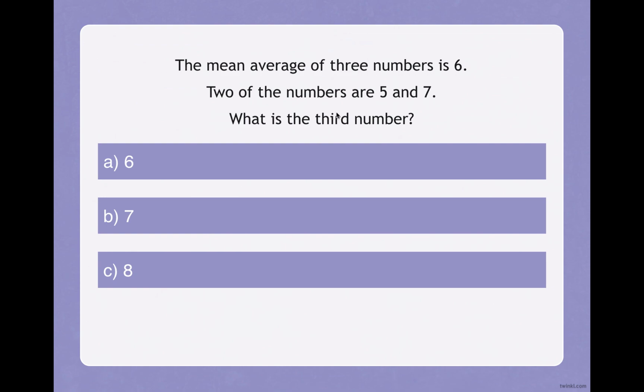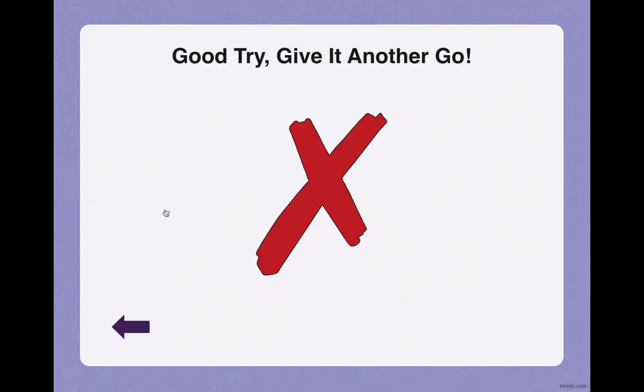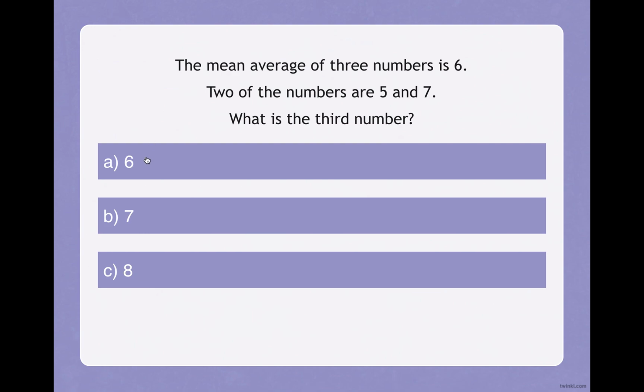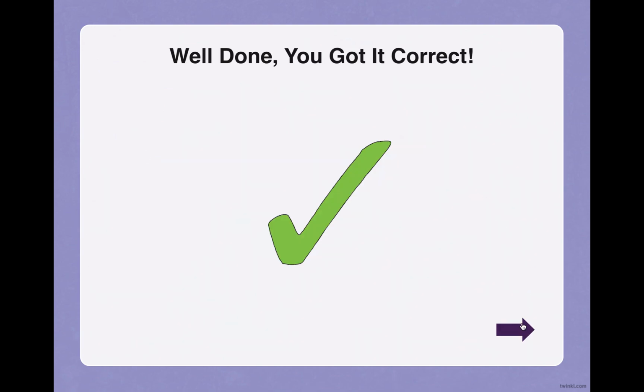Now I will give you some time to think about it. You can try 3 different options. So you can try and add 5, 7, and 6 divided by 3. Do you get 6? You can try and add 7 plus 7 plus 5, or 8 plus 5 plus 7. So is it 8? Nope. Is it 7? Nope. So the answer for question 3 is 6.